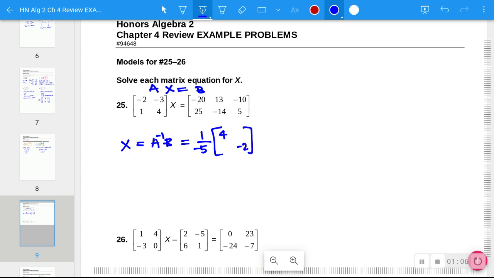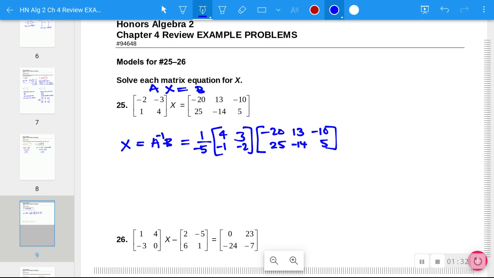And you switch signs in the other direction. So the positive 1 here becomes a -1, and you'll switch this one to a positive 3. And then you multiply that by the matrix we started with, the B matrix. So you just copy that. The bottom line is 25, -14, and 5.